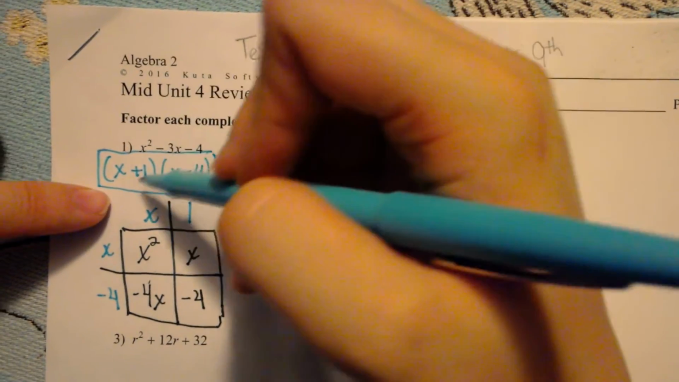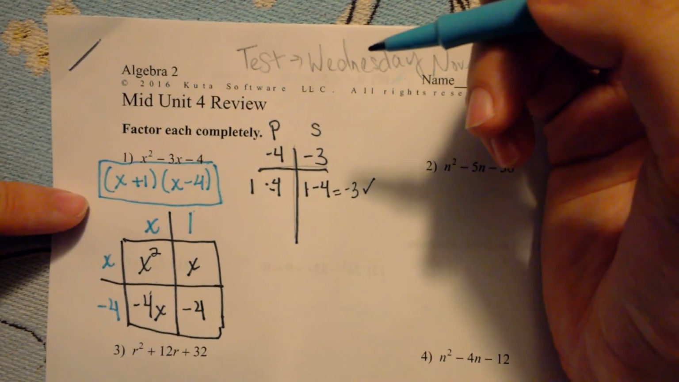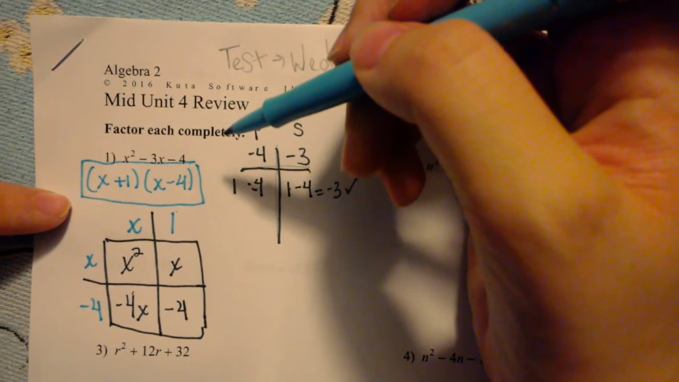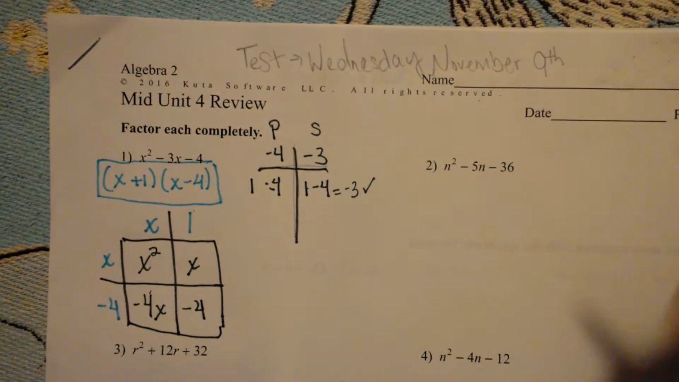It really doesn't matter the order I put my factors in. I'm multiplying, I could have had x minus 4, x plus 1. It doesn't matter.